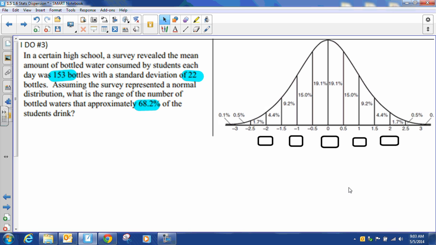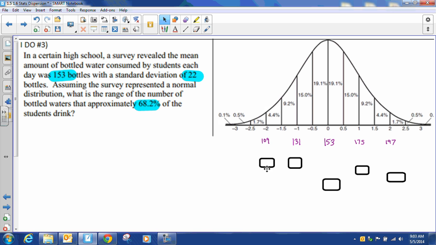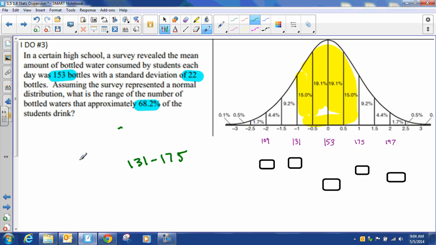Number 3, the mean amount of bottled water consumed by students each day was 153 bottles. Standard deviation is 22, so I added 22 to get to 1 standard deviation above and 2 standard deviations above, and I subtracted 22. Now the question is, what is the range of the number of bottled waters that approximately 68.2% of the students drink? Well, 68% is about 1 standard deviation, so it'll be this part of the bell curve, and we've already memorized this. This represents 68.2%, so there it is. So the range or the interval would be 131 to 175 bottles.